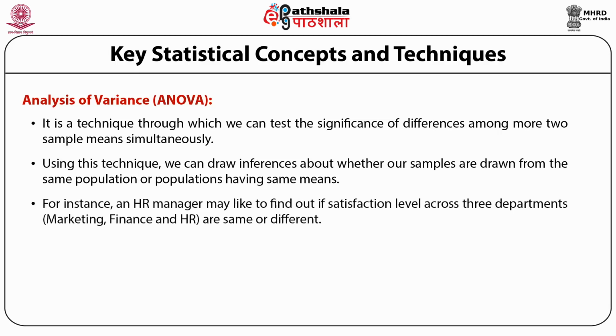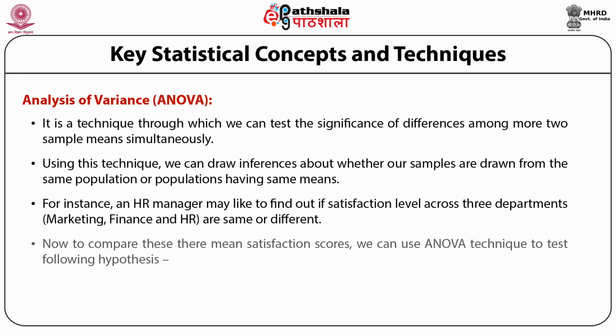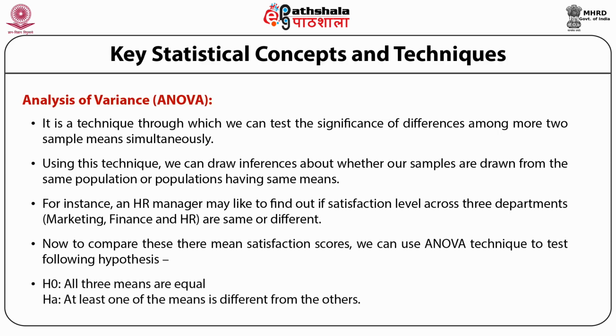For instance, if an HR manager is trying to find out a satisfaction level across 3 departments, marketing, finance and HR, and he's getting an average satisfaction score of 7, 6 and 8 for marketing, finance and HR department respectively, then ANOVA will help us compare these 3 mean values simultaneously with the following hypothesis, where null hypothesis H0 will mean that all 3 means are equal, and alternate hypothesis, that is HA, would mean that at least one of the means is different from the other.